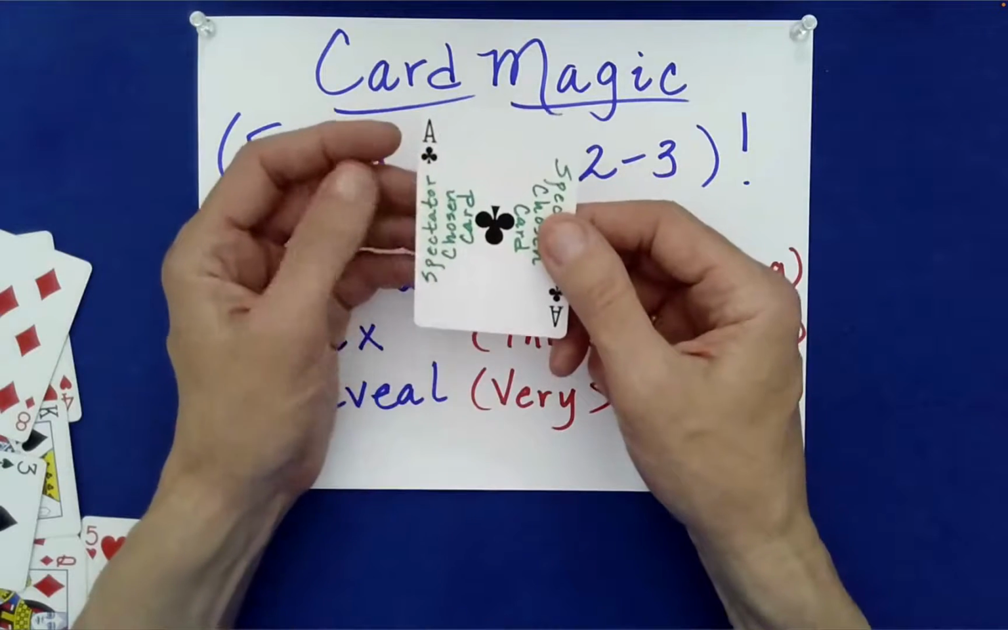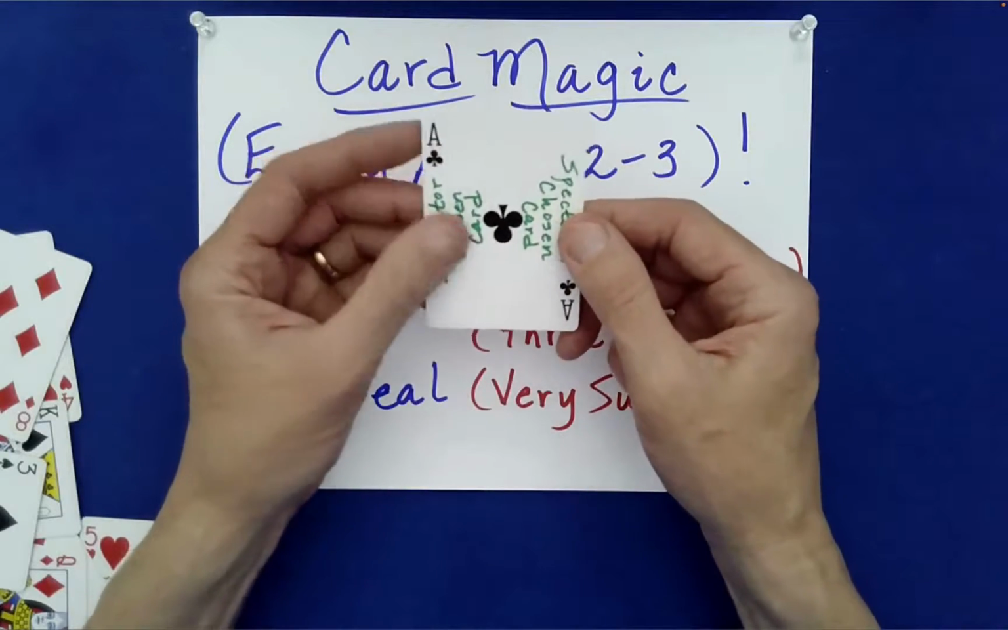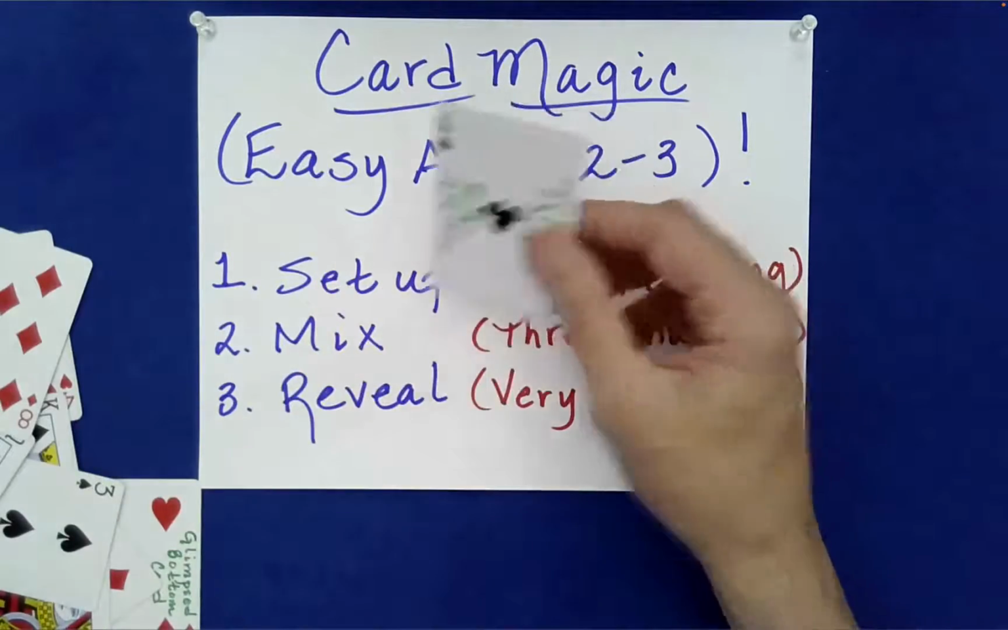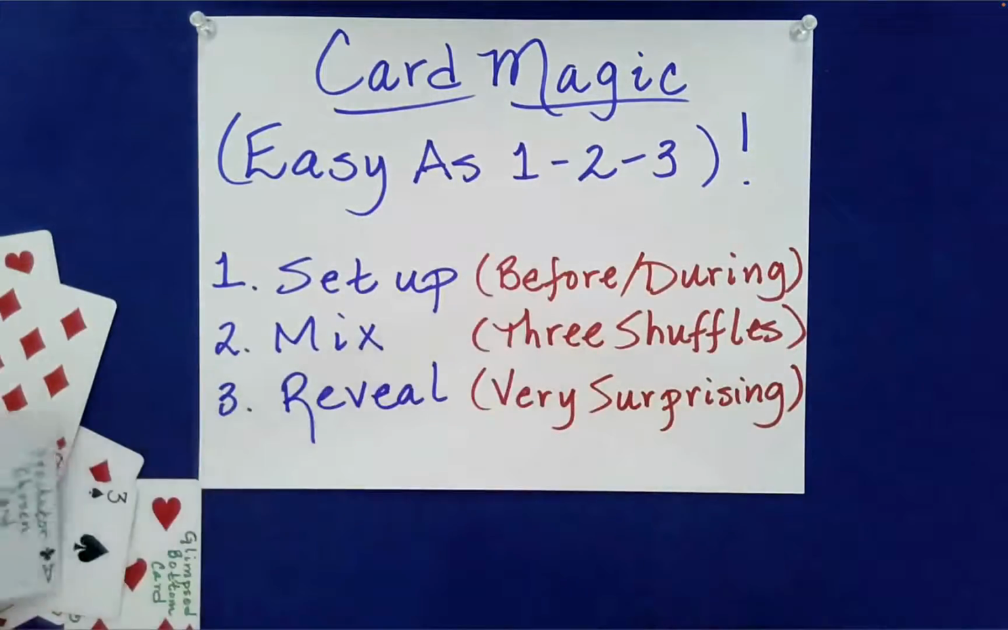Or if they want to lie, they can. But you'll know that they're lying, actually, like I mentioned, because you know this is their card. Okay, so that is how this effect works.